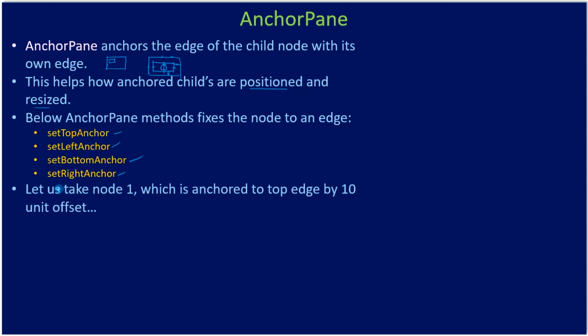Now let us take node 1. Let's consider node 1 as the child, which is anchored to the top edge by a 10 unit offset. That means this is the anchoring here, and we are asking to keep the distance of 10 always. So let's see this with an example.